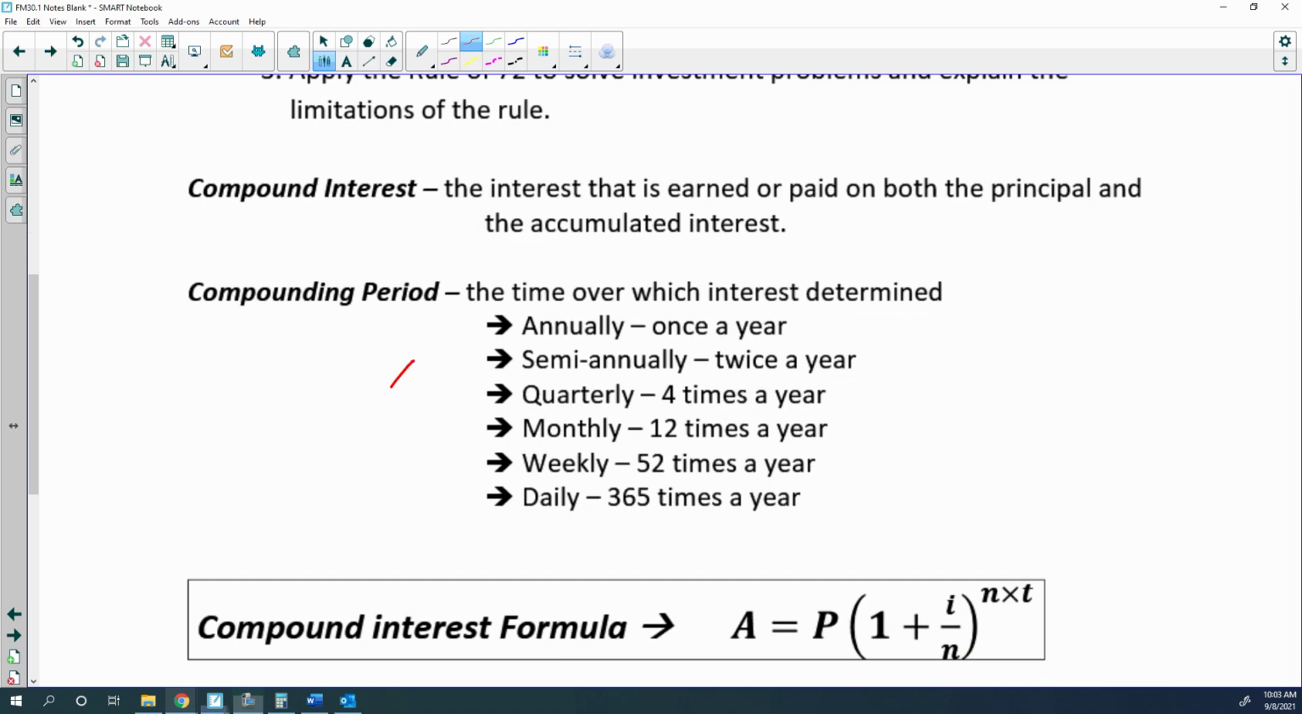So the really important thing we need to know for this is this compounding period, and it's the time over which interest is determined. And so there's different ways that we can do it. It can be annually, so we do the calculation once a year. Semi-annually, we do it twice a year. Quarterly, we do 4 times a year. Monthly, we do 12 times a year. Weekly is 52 times a year, and daily is 365 times a year.